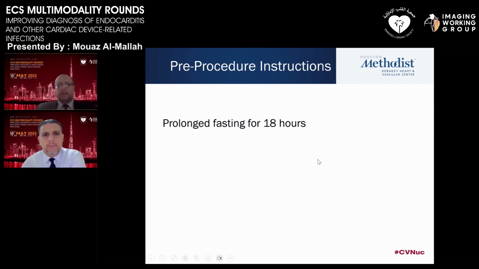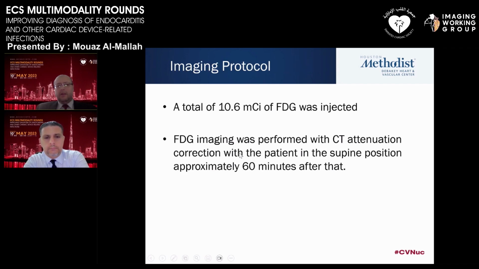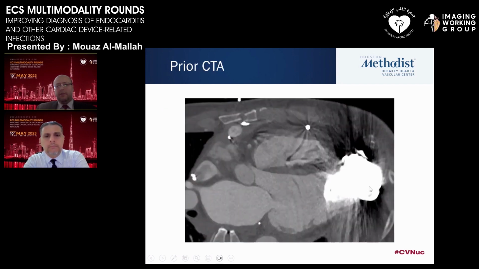In terms of the procedure, what we did for this patient specifically, because he's sick, we wanted to use prolonged fasting for 18 hours. We injected FDG 10 millicuries and waited 60 minutes and then imaged the patient.